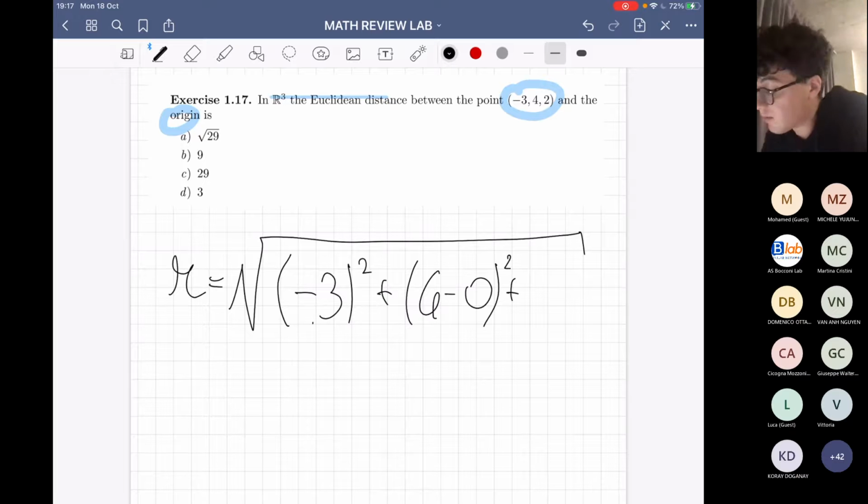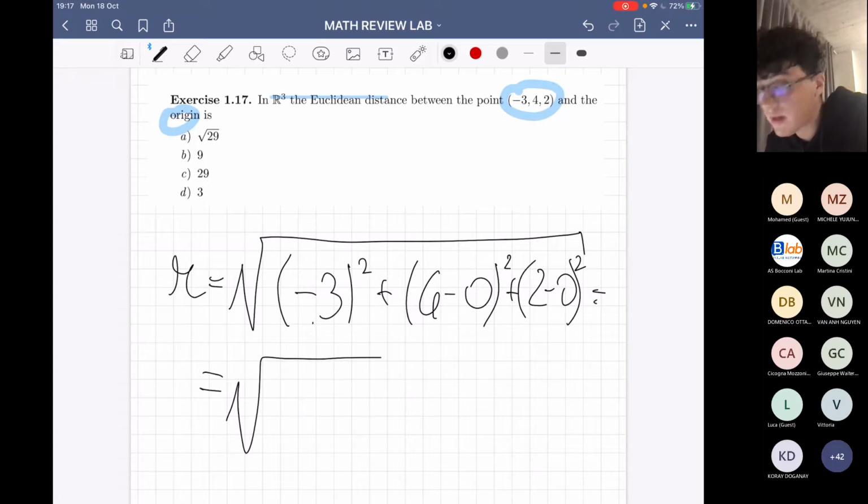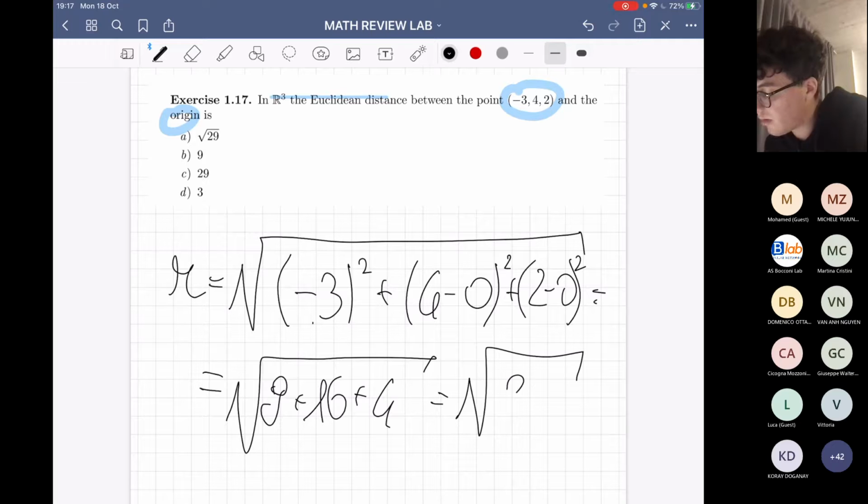And also we can write 2 minus 0 squared, and it will be simply equal to the square root of 3 squared, that is 9, plus 4 squared, which is 16, plus 2 squared, which is 4, and we end up with the square root of 29, which is exactly the first answer.